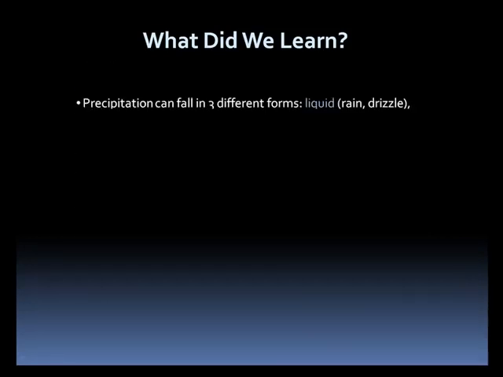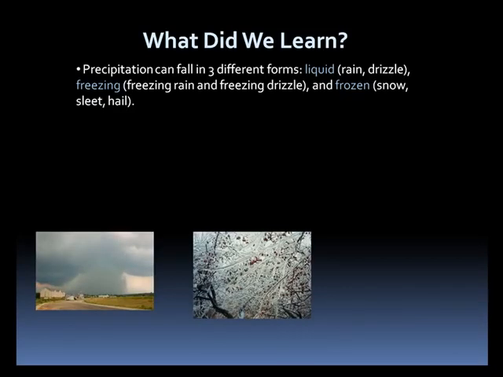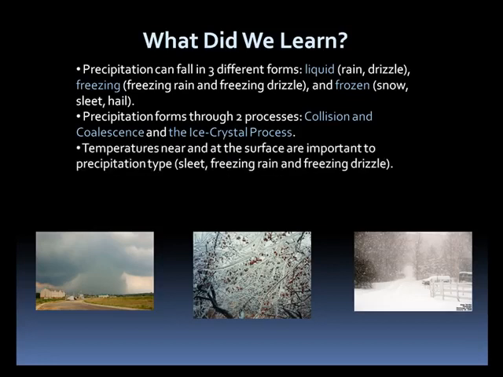Lastly, precipitation can fall as liquid, freezing, or frozen. Precipitation develops through 2 processes: collision and coalescence, and the ice crystal process. The ice crystal process is the dominant precipitation process across the United States. Temperatures at or near the surface are very important to precipitation type.